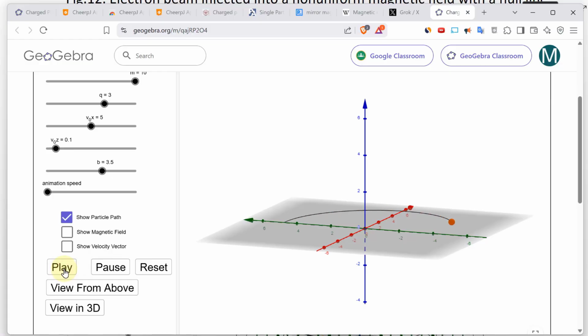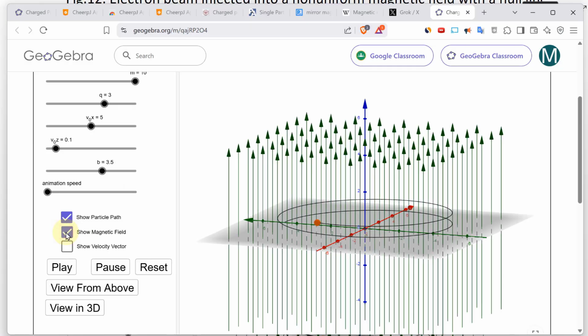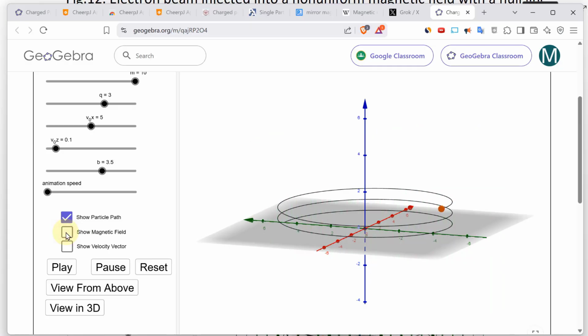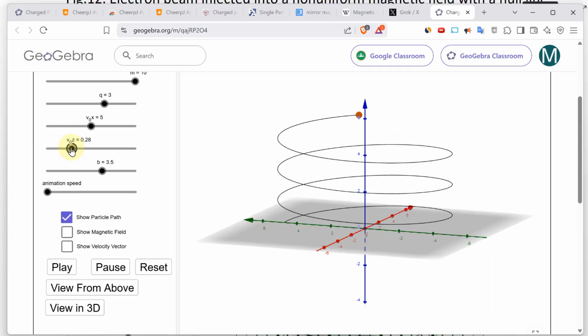Yeah. Oh, whoops. This is a play. Okay, there's a play. It's going in a loop like that. And if you show the magnetic field, it's going up. So this is a particle going in it like that. You could change this setup here.